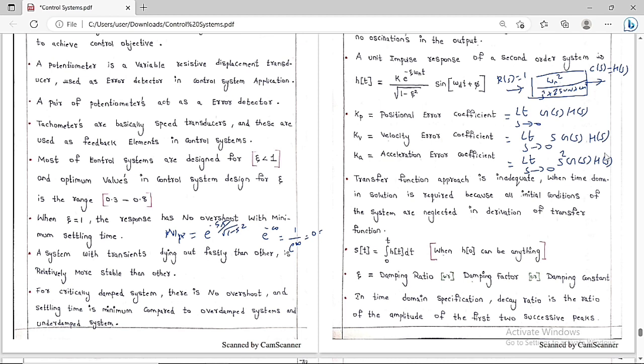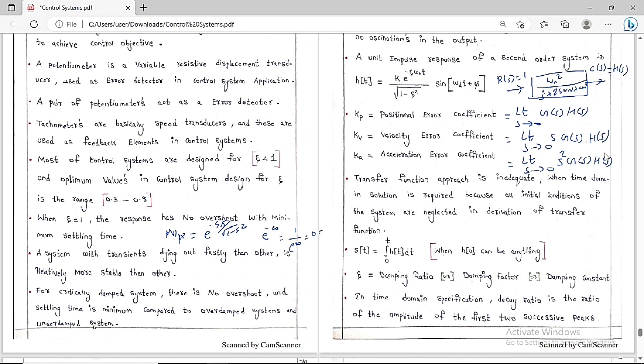So for this output, if you try to figure out the time domain response of this output, it is not going to give the information of each and everything because we have already assumed the initial conditions of 0. So we can say this is an inadequate result, meaning it is not a 100% correct equation.